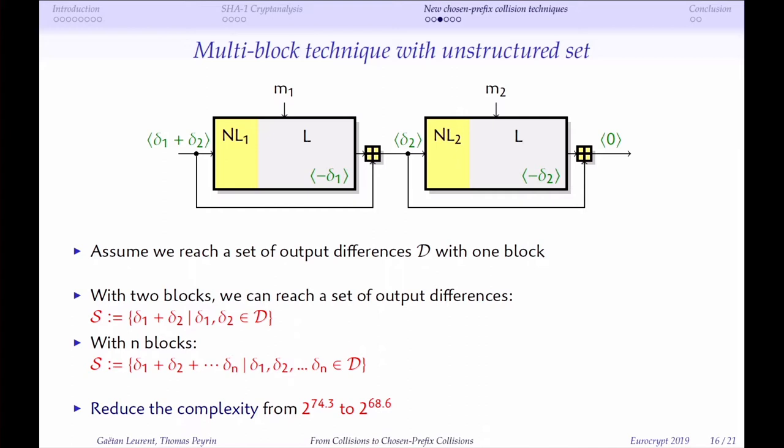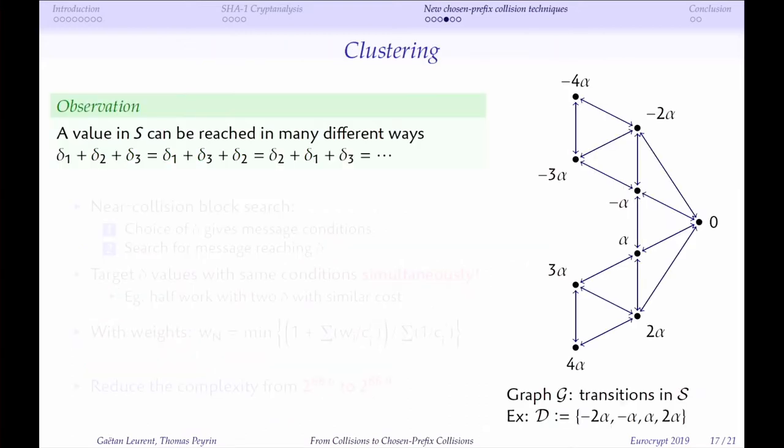Of course, you can do it with more, and you can get a relatively large set if you increase the number of blocks. And using this, the complexity now goes down to 2 to the 68.6. So now we're getting a relatively large gain. And finally, the last trick is what we call clustering.